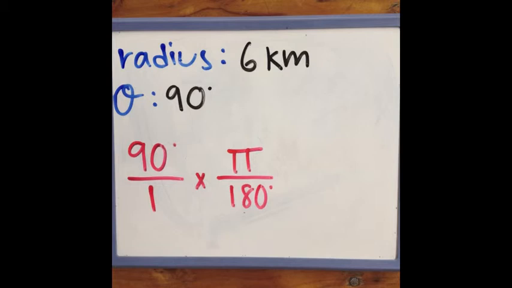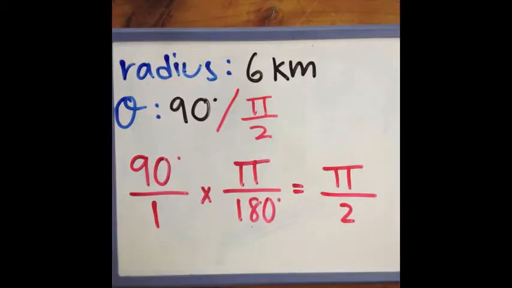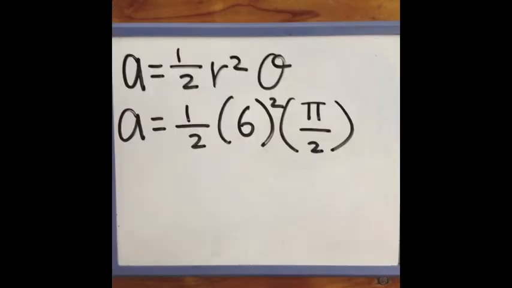Remember, the radius is 6 kilometers and the theta is 90 degrees. But first, we have to change theta to radians. 90 degrees in radians is pi over 2. So now you can multiply everything together.